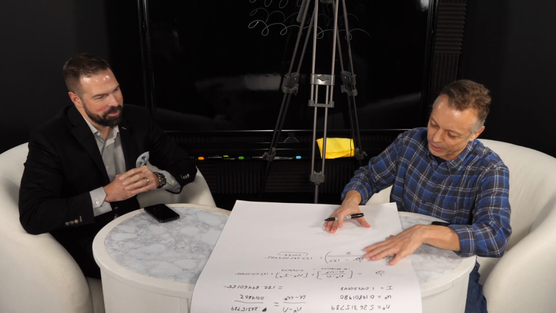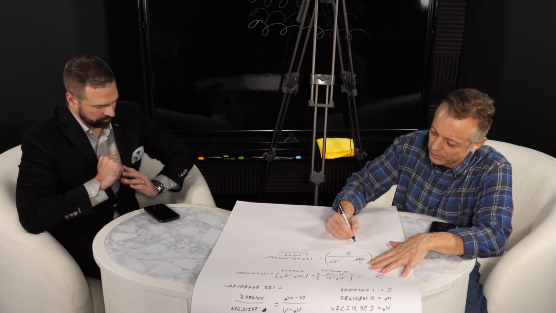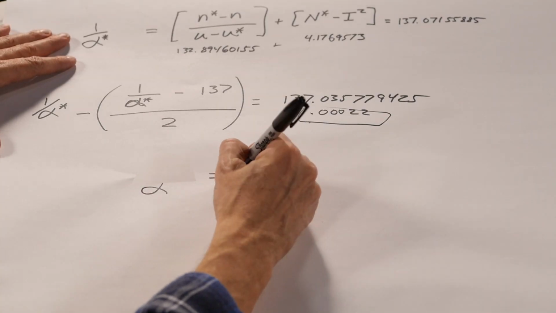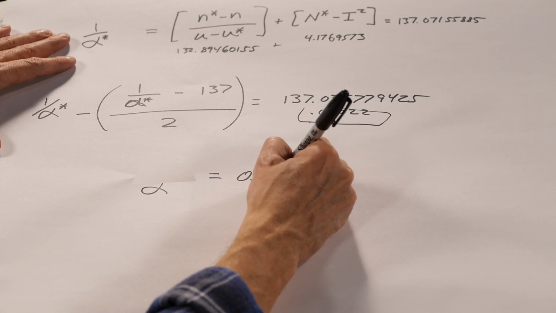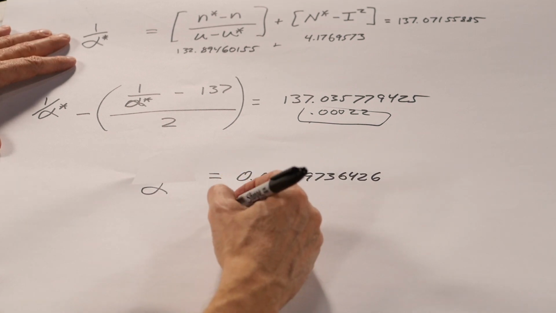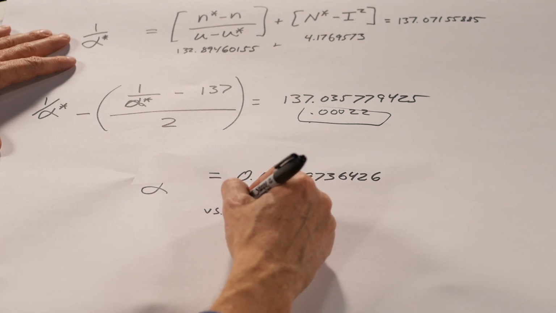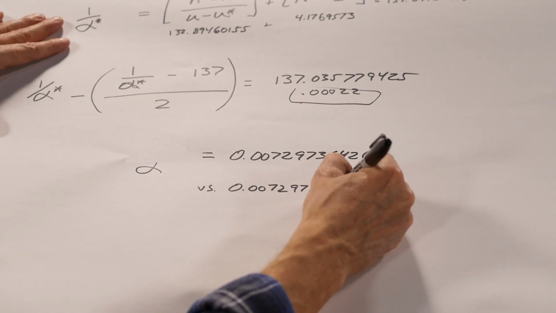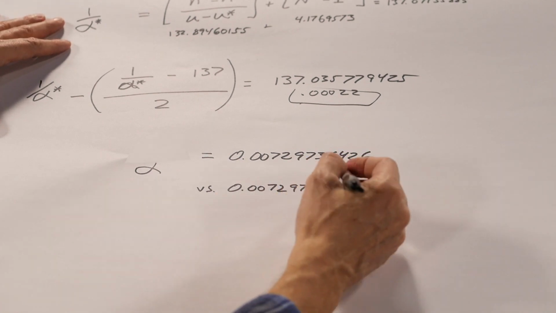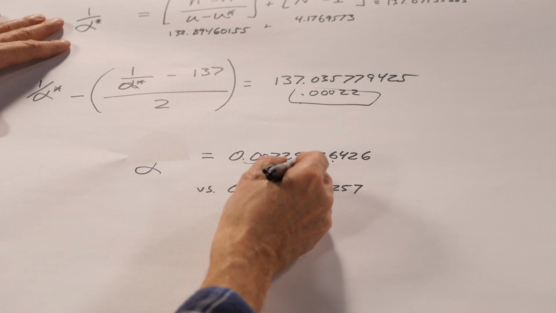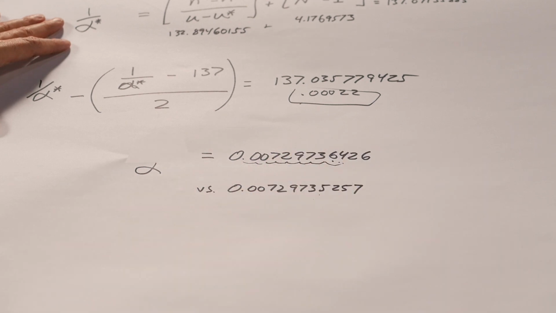But here's where things get interesting. If I divide 1 by this number, what do I get? 0.00729,736426. And what's the actual experimental fine structure constant? 0.00729,735257. So, where they're different is here. So I've got 1, 2, 3, 4, 5, 6, 7, 8, to the 8th decimal point, the fine structure constant. Pretty darn good.